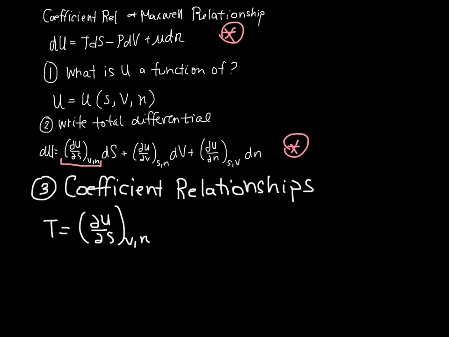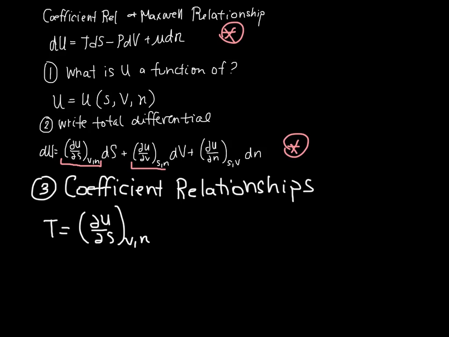Now, you might not feel like you need another way to define what temperature is, but this is another way that we could describe temperature, right? It's how the internal energy of a system changes as its entropy changes. That's another way that we could describe what temperature is.